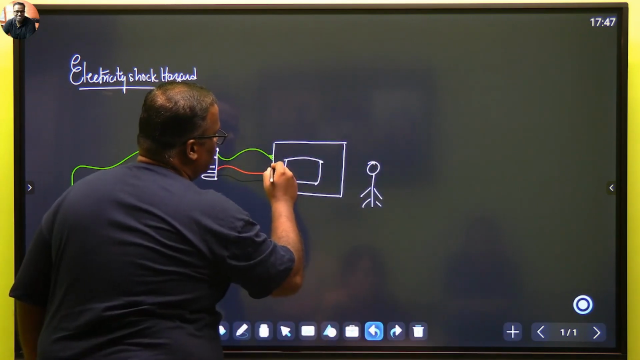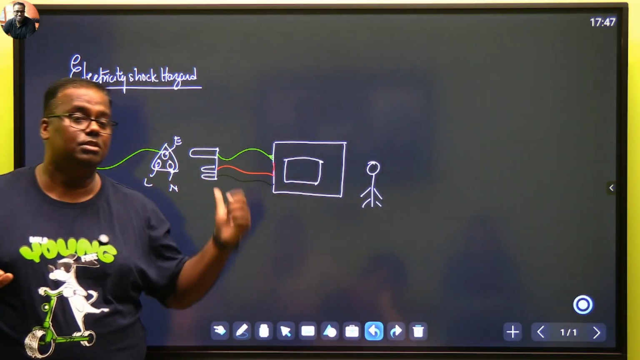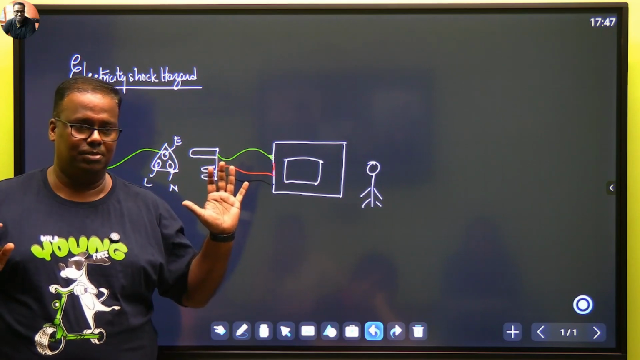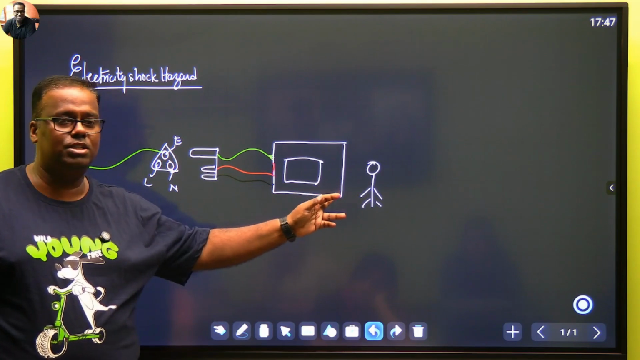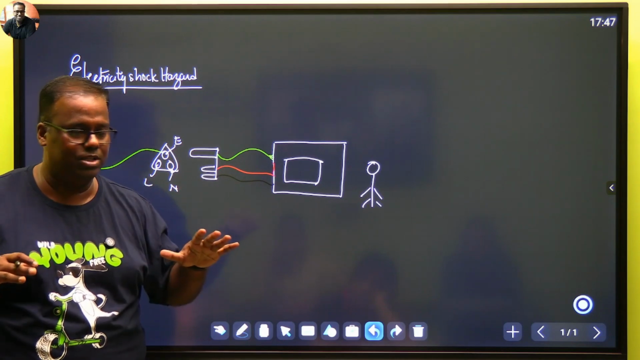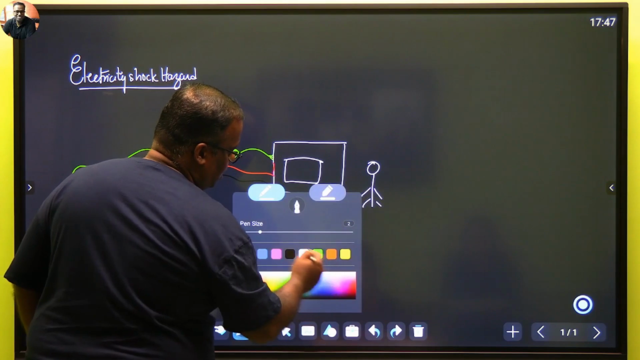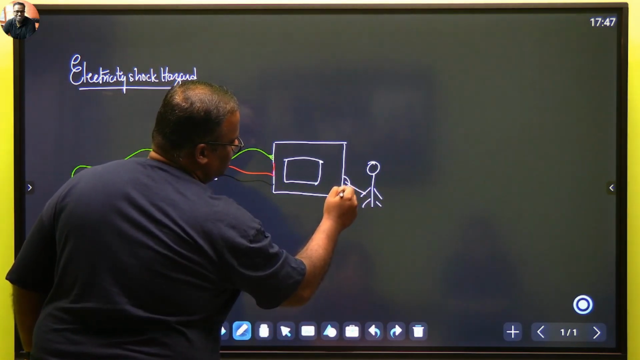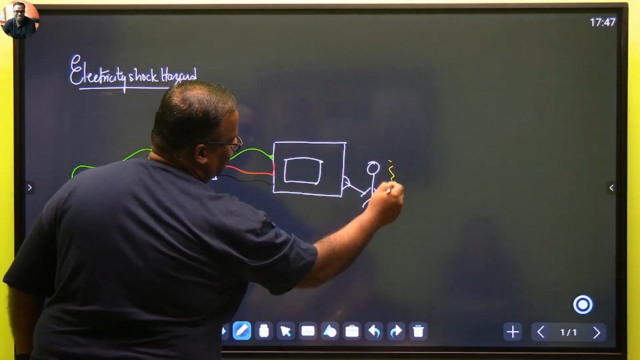This hot wire has come in contact with the body. That means now the body has got live wire in contact with it. Are you understanding? So the moment this person goes and touches this OTG, fatal shock will happen. This used to happen in our childhood days. Okay. Now, once this person actually goes and touches this OTG, this person will receive a shock. Immediately shock will happen.